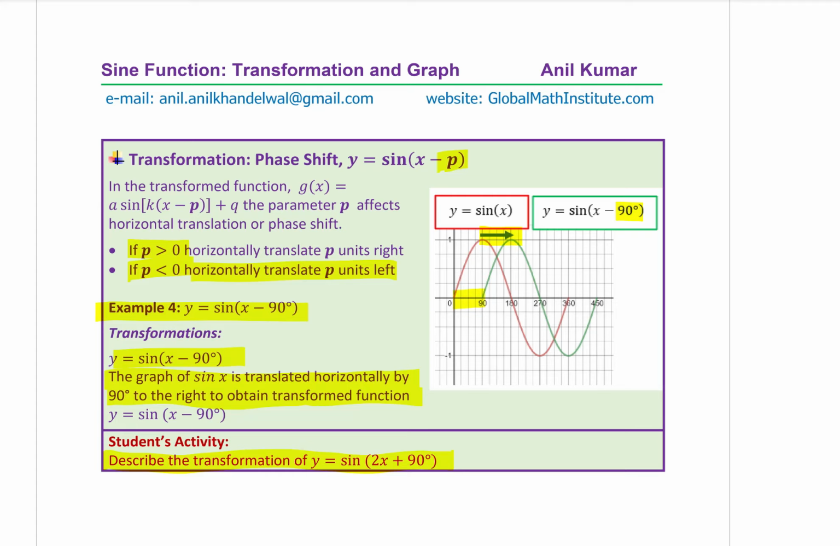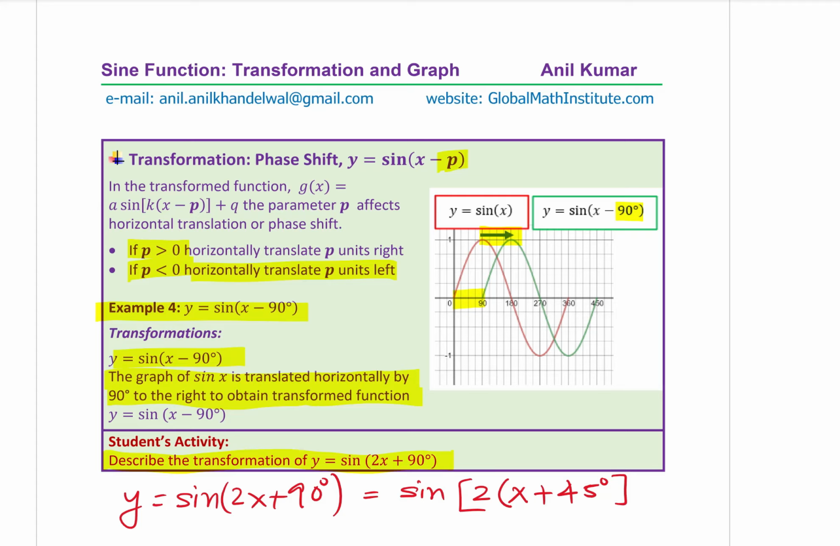Now, you can pause the video and answer this question. You have this function y equals sine of (2x plus 90 degrees). Can you tell me what transformation is taking place? Specifically, what is the period and what is the phase shift? To get the right answer, the strategy here is that you should always factor out the coefficient of x. So we'll factor out 2 first, and then we get (x plus 45 degrees). Now that gives you the right transformation, right?